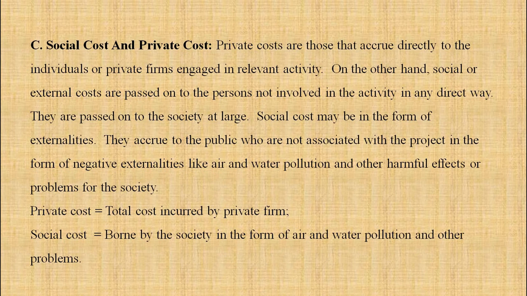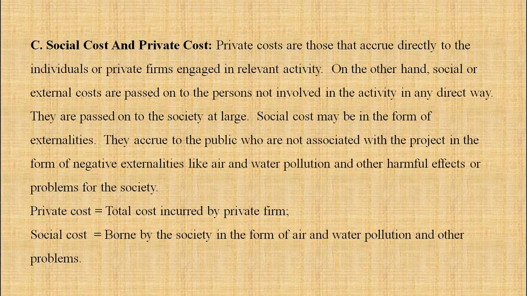Next, social and private cost. Private costs are those that accrue directly to the individuals or private firms engaged in the relevant activity. On the other hand, social or external costs are passed on to persons not involved in the activity in any direct way. They are passed on to the society at large.